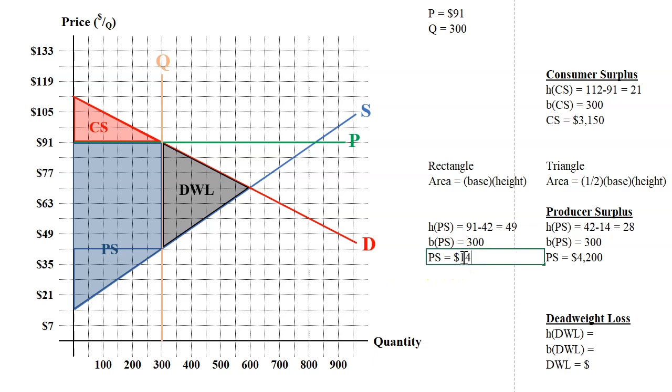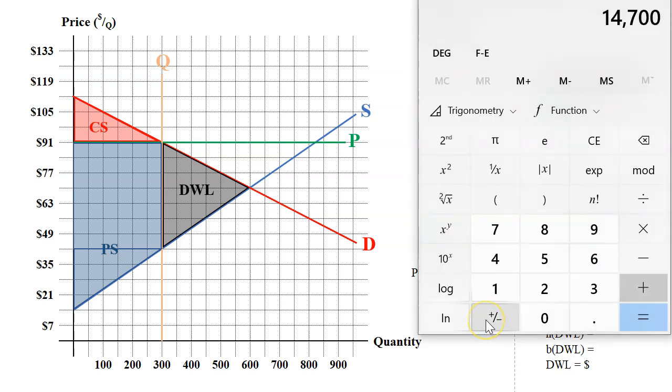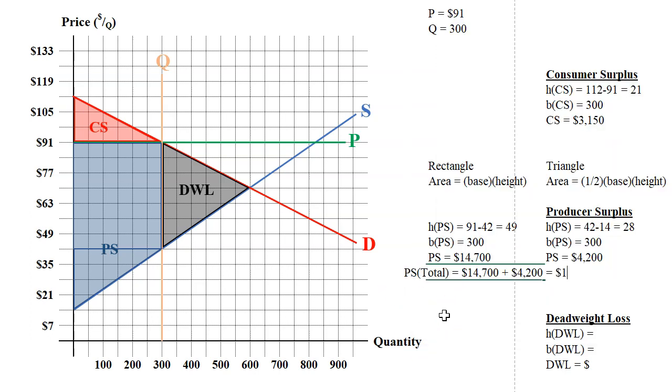So 14,700. Really, we have to add these two numbers together to get the total producer surplus. So producer surplus total is equal to 14,700 plus 4,200. And so let's go over here. Plus 4,200 is 18,900. So producer surplus is 18,900 in this particular case.